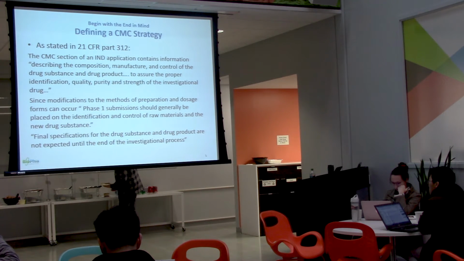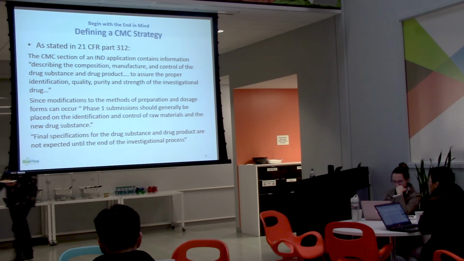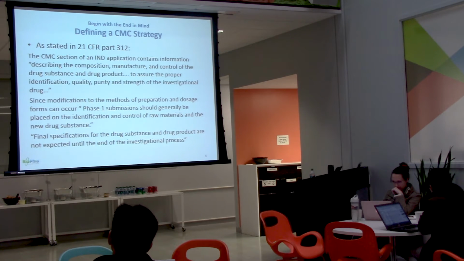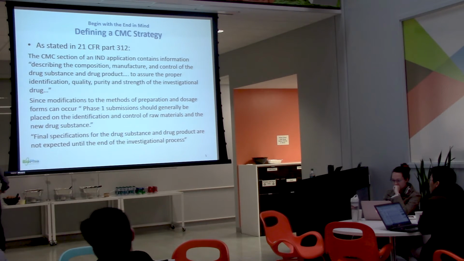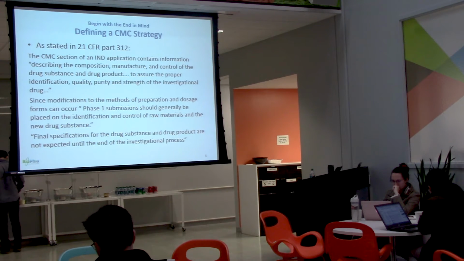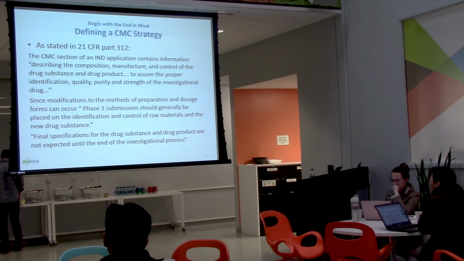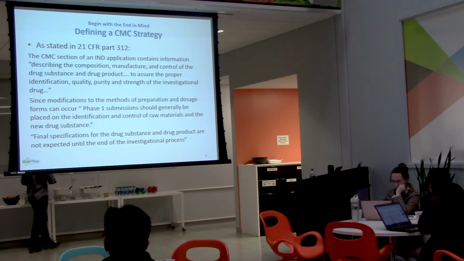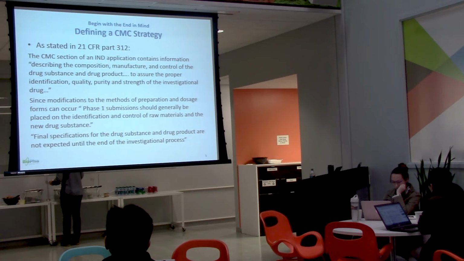So this is information that really comes from the IND description on the FDA website. So in your IND application, you want to have information about your drug substance and your drug product. You want the composition, how it's manufactured, and what the controls are that are used to ensure that it is what you say it is, that it's pure, and what the strength is. And so those are attributes that the FDA requires you to define for your drug.